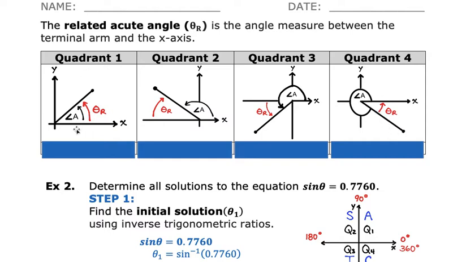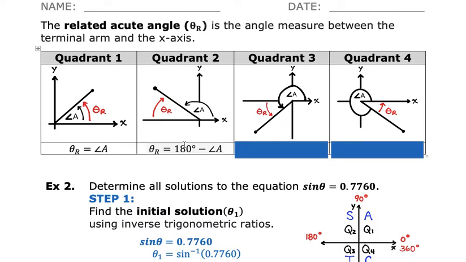So let's investigate what our related acute angle would be for each of these. In the first quadrant, it is simply the angle A because it is acute if it's in quadrant 1. But when we get into quadrant 2, this is our angle. And say we're given this angle, what is the related acute angle? Take 180, a full straight line, and subtract angle A, and you get the remaining component, the related acute angle.